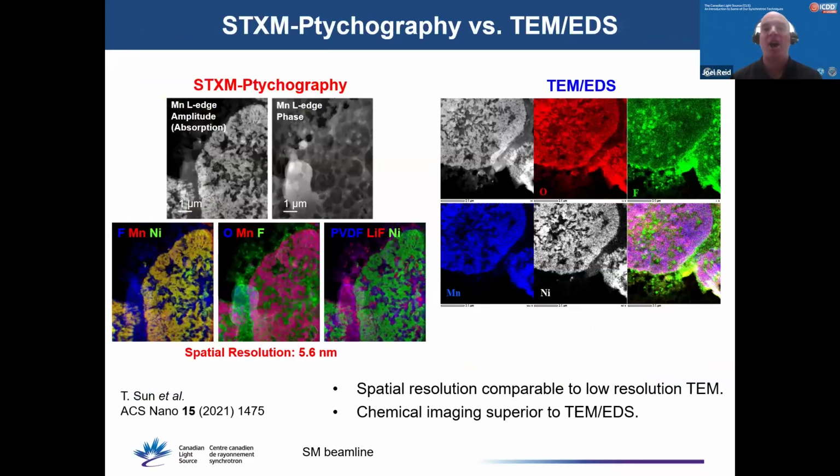Here's a comparison of STXM ptychography with transmission electron microscopy, employing an EDS detector to examine elemental distributions. And this work looks at lithium manganese nickel oxide cathode materials for batteries. The STXM ptychography spatial resolution is comparable to low resolution transmission electron microscopy, but the chemical imaging is actually superior because you can image chemical species in addition to just elements. And you can only get the elemental information from the TEM EDS.